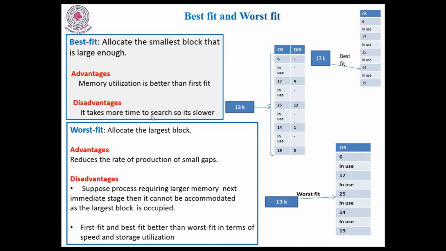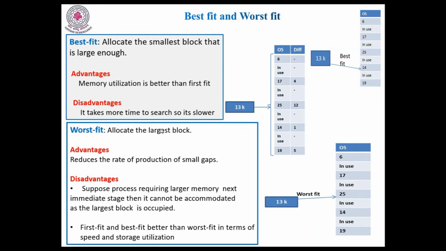Disadvantages: it takes more time to search, so it is slower. You see here, for the best fit, I need to search the entire list. Whereas in the first fit algorithm, there is no need to search the entire list. So when I want to search the entire list, it takes some extra amount of time. When it takes extra time, it is slower. Worst fit algorithm.